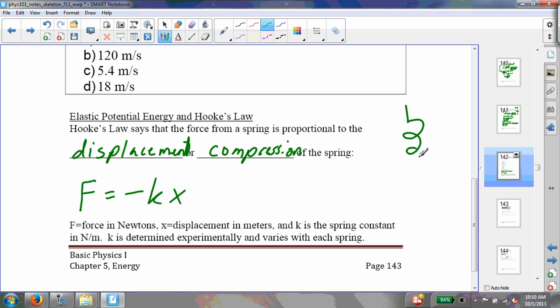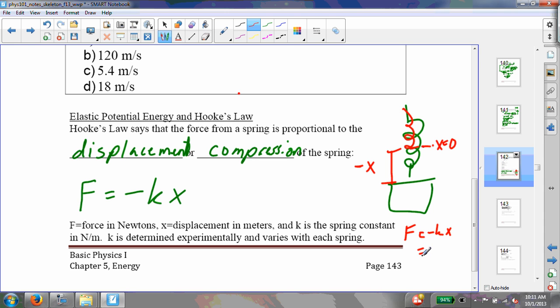So if I imagine a spring here hanging, let's say that the equilibrium position of this spring is right here. So I have stretched this spring by a distance of x. In fact, I've stretched it by a distance of negative x, because if this is the equilibrium position, then that is x equals 0. So the force is going to be negative kx, a negative k times a negative x, which is going to be a positive number. The two negatives will go away.